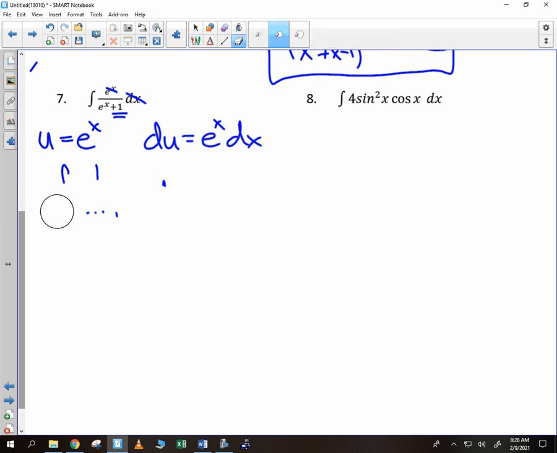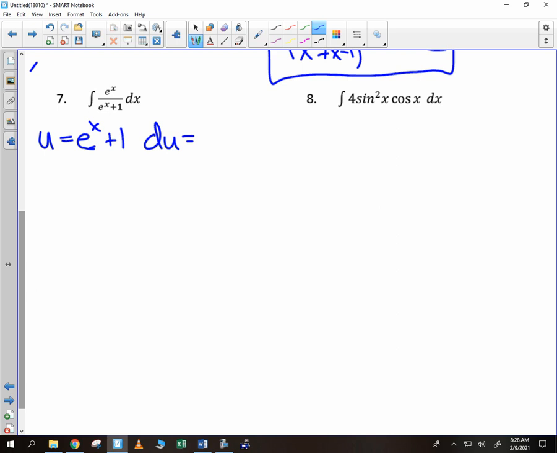So let's try a different choice. Instead of u being e to the x, let's let u be e to the x plus 1. The derivative of e to the x plus 1 is e to the x dx. Well, now look at our option here. Integral du, that gets rid of e to the x dx. And then as you can see, u is right here. So I have 1 over u.